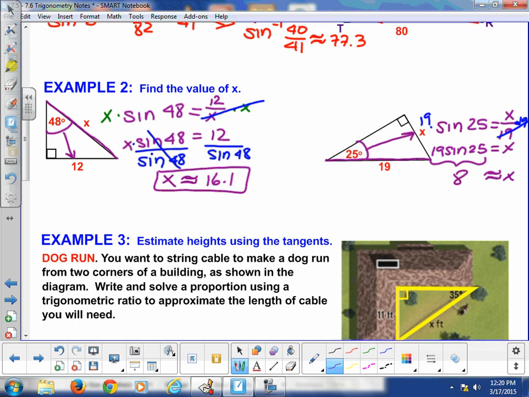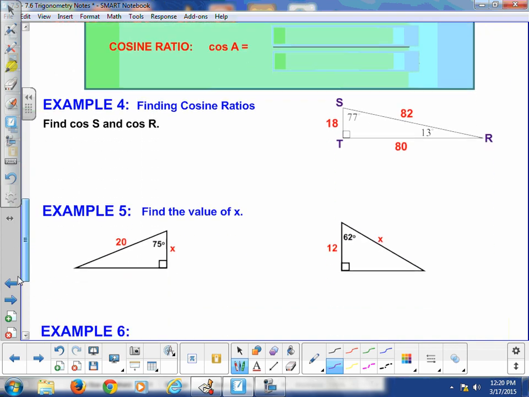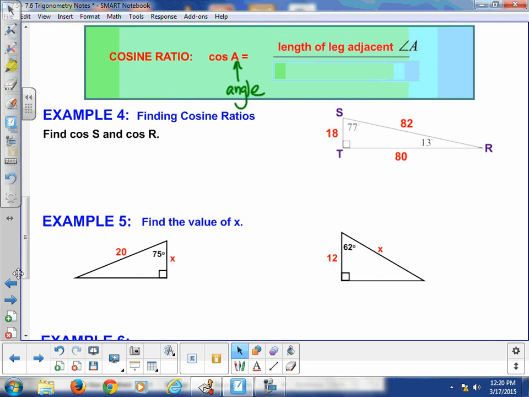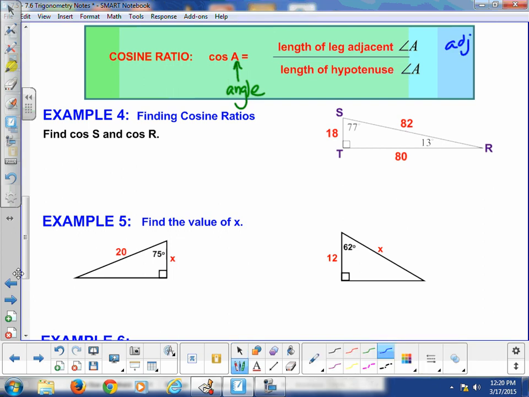Cool, right? I know you're feeling it at home. Cosine ratio. The cosine ratio, remember what's A? It is the angle. So whatever angle we're talking about. Cosine A is the length of the leg adjacent to angle A over the hypotenuse. So this one's going to be adjacent over hypotenuse. This is the third one I'm giving you. Notice how all three have had different criteria. Tangent was opposite over adjacent. Sine was opposite over hypotenuse. Now I have adjacent over hypotenuse.